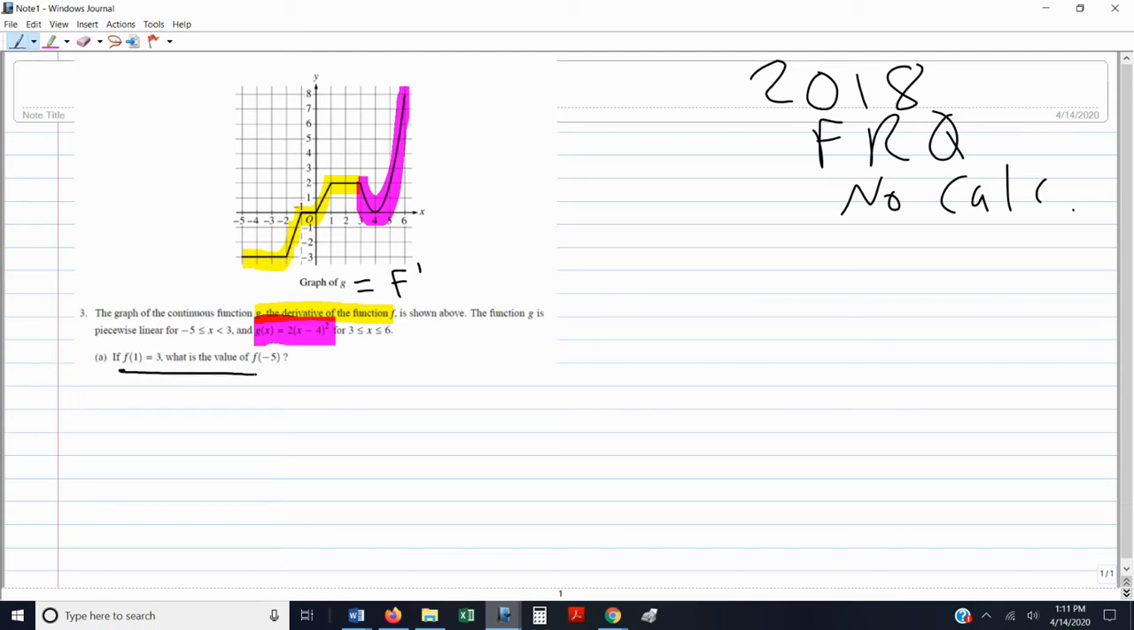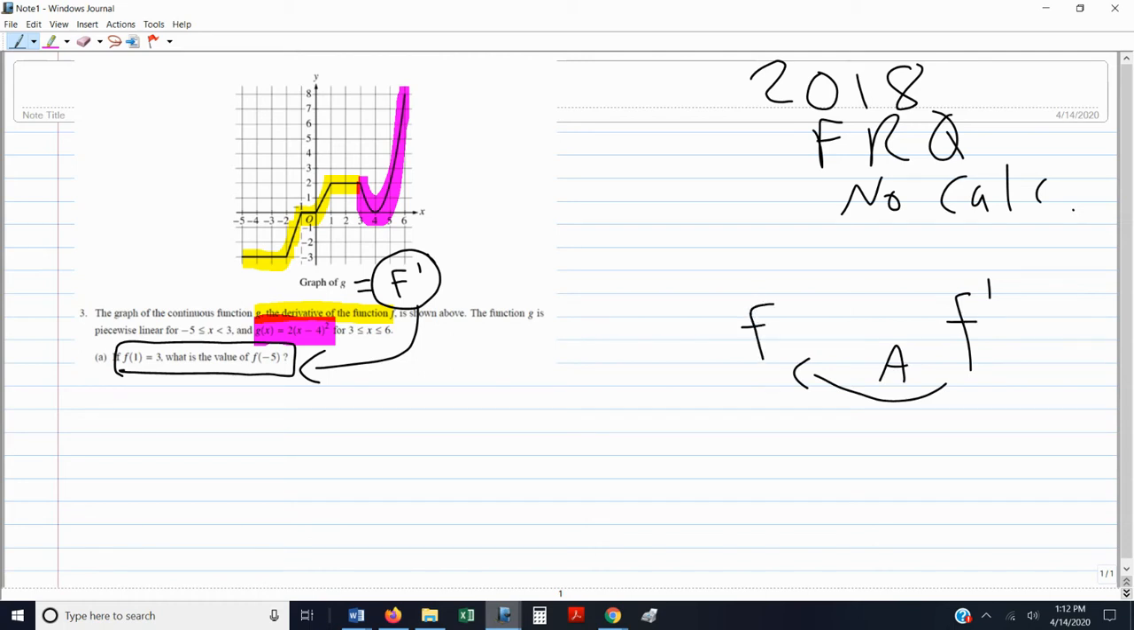What is the value of f of -5? So the first question that I have for you is, if you are looking at a graph of f prime and you're being asked about f, my question is, how do you get from f prime to f? The way you would do that from f prime to f is by taking the antiderivative. The antiderivative of f prime is f, and the derivative of f is f prime. So we are going to be using the antiderivative in some way to get from f prime back to f.